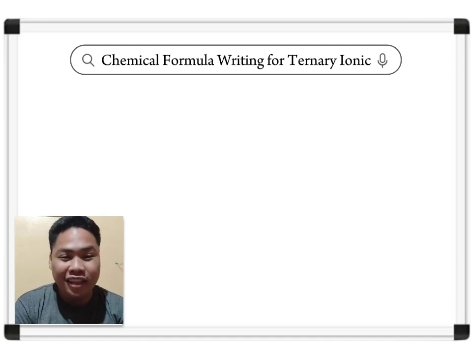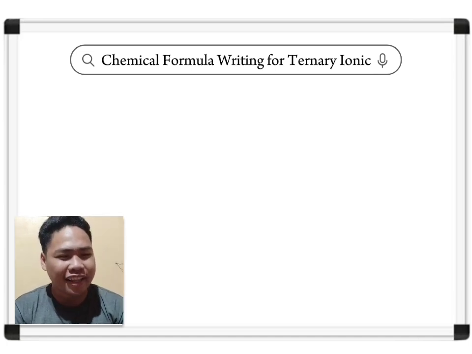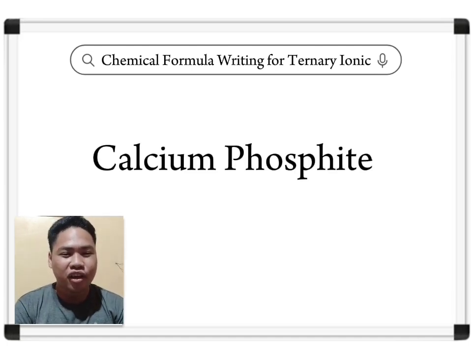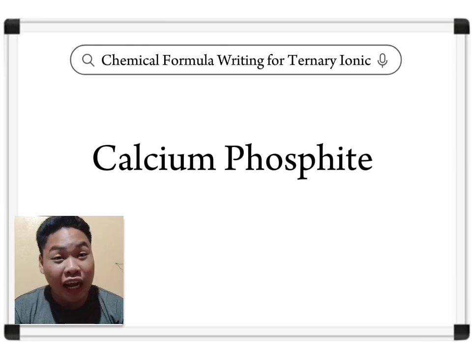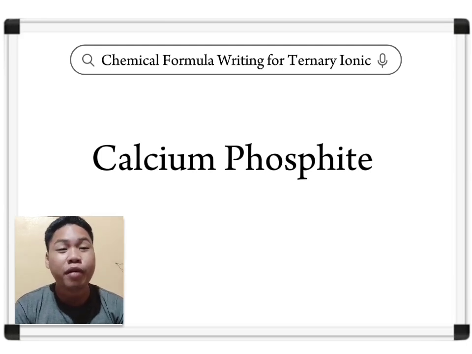Let's try one that's a little bit different. Calcium phosphide. Pause and try to write the formula for calcium phosphide. For calcium phosphide, we have our metal, that's the calcium, and then the phosphide, that's our polyatomic ion. And we know that it ends in ITE. So when you see ITE, you're thinking about a polyatomic ion, right?